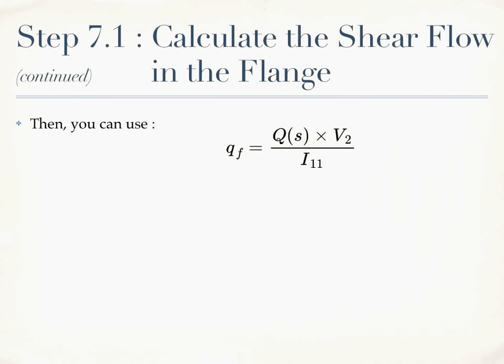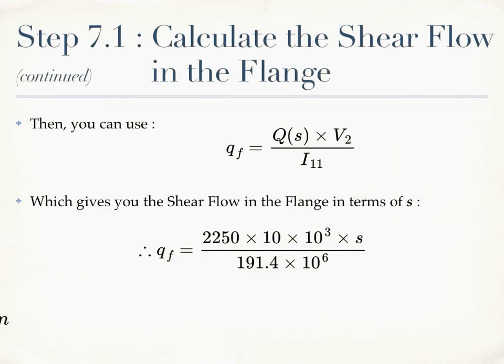Now we also know that the shear flow is equal, as shown in this formula, to the first moment of area times the point load divided by the second moment of area. If you plug in the values we've already calculated, we get the shear flow in terms of S, which is what you have at the bottom here. Effectively, the shear flow in the flange is equal to 0.1176 S newtons per millimeter.